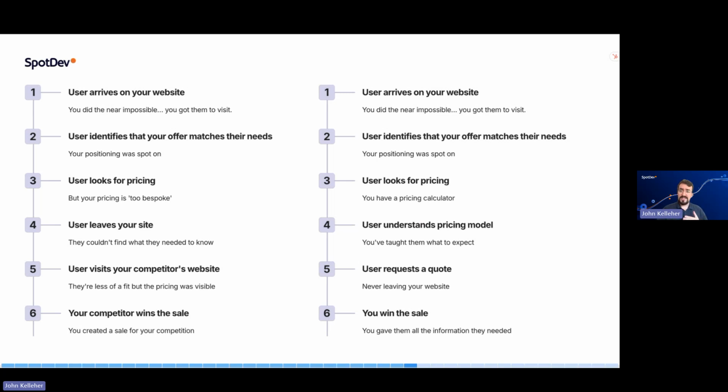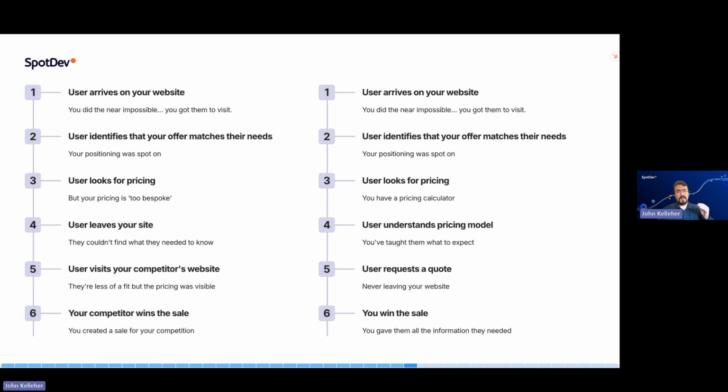But we do also see lots and lots of product-based companies with fixed pricing for products hiding their pricing and waiting for quotes because they're worried that their competitors will see their pricing or that the pricing will scare them off. So you don't necessarily have to have a pricing calculator, but you do need to have your pricing very clearly displayed.